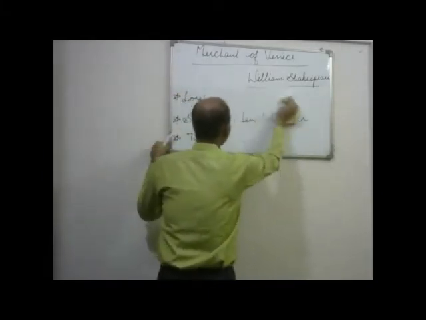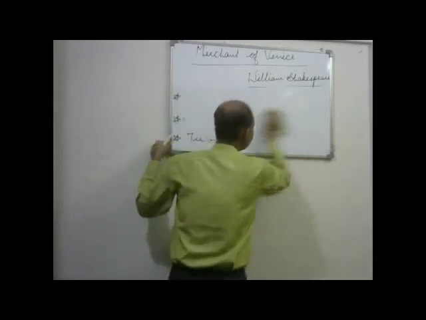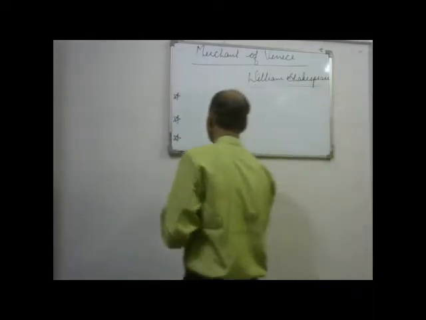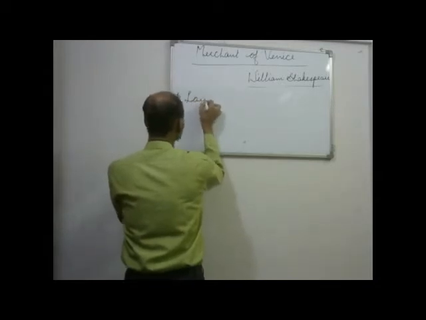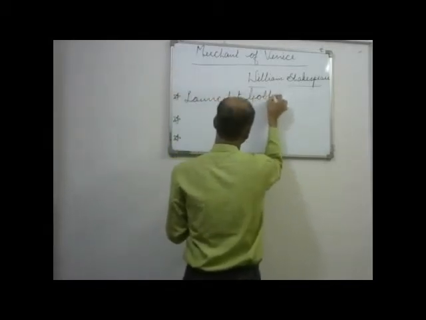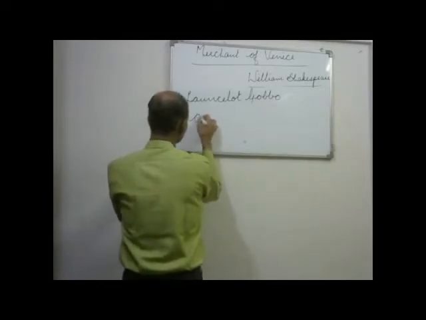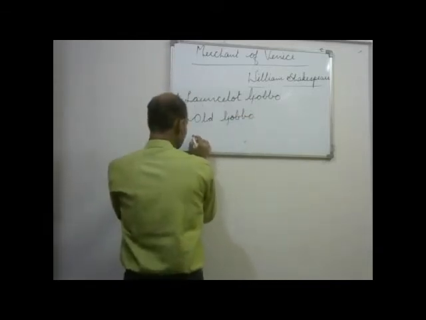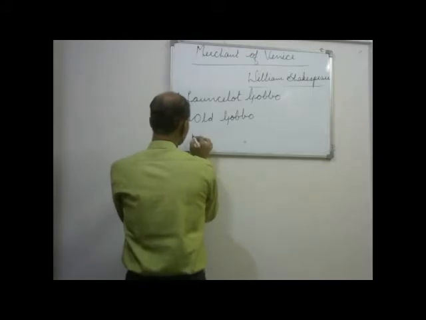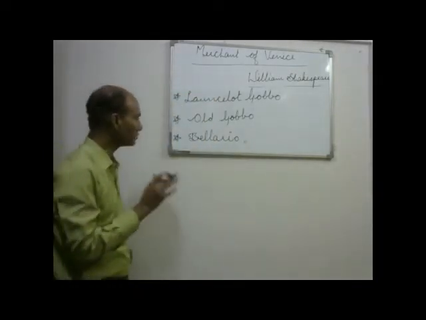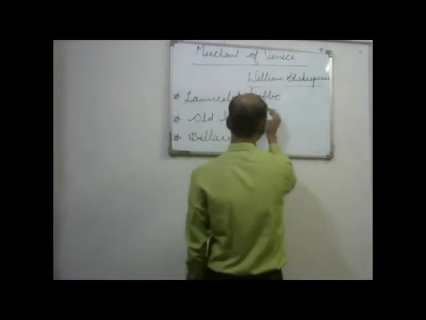And now we have a fool, that is Lancelot Gobbo, a minor character. Old Gobbo, his father. Then we have Dr. Bellario. So Dr. Bellario is the doctor of law and Portia's cousin. Then we have Balthazar.